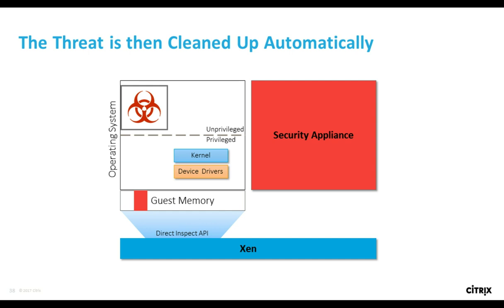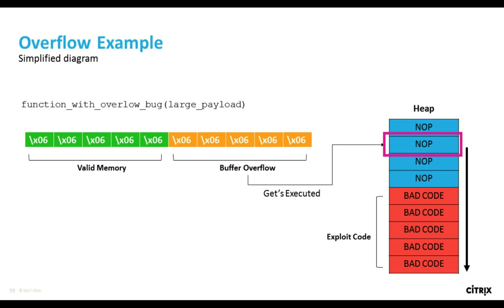Once the threat has been detected and cleaned, the security appliance will then allow the rest of the system to continue on as needed. In a stack overflow example, you have a function with overflow. You'll have effectively, let's say, a bug, for example, or a large payload. So you'll have valid memory, your buffer overflow, your exploit code, and this all sits inside of your heap memory.